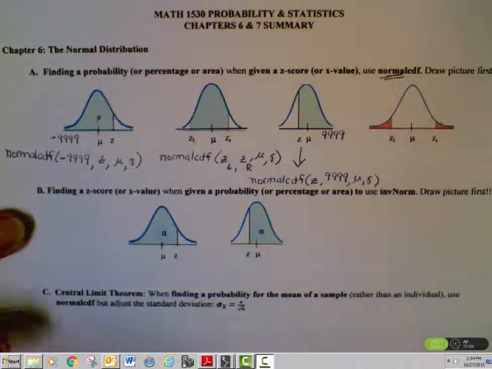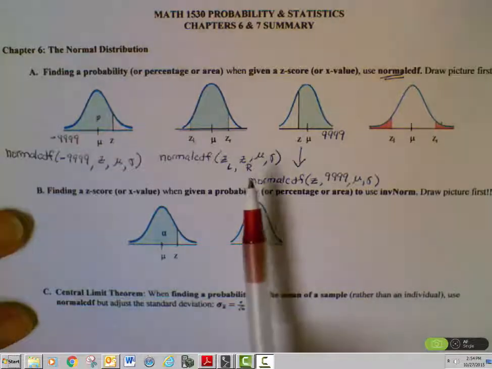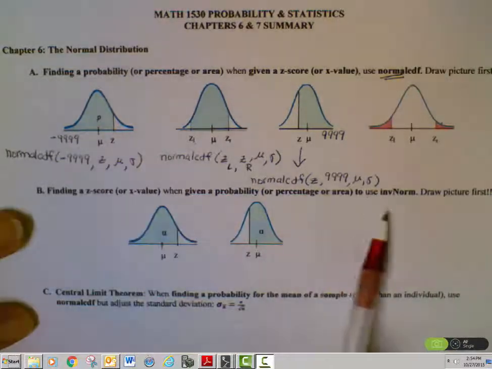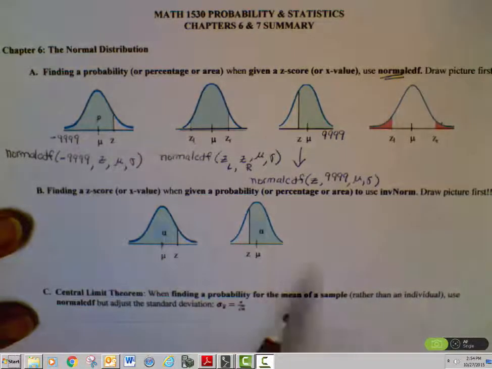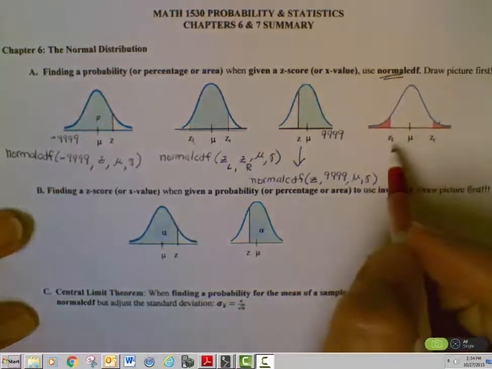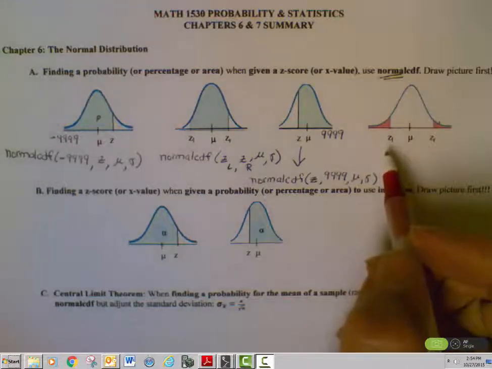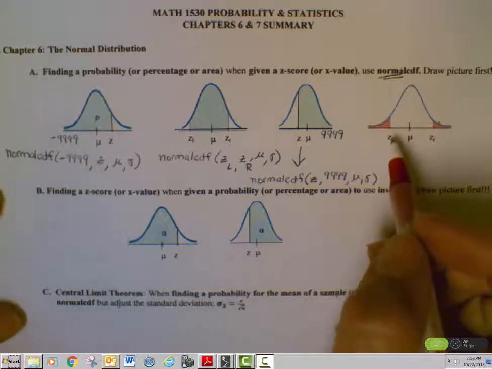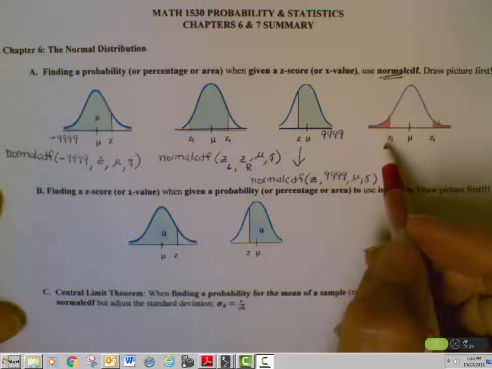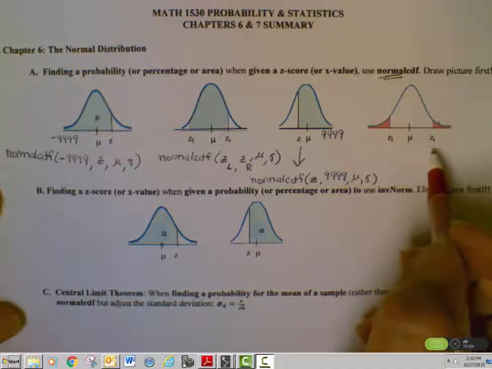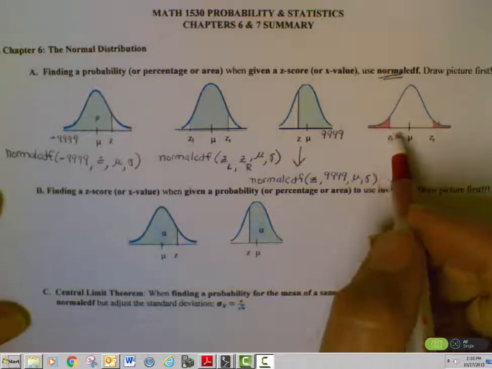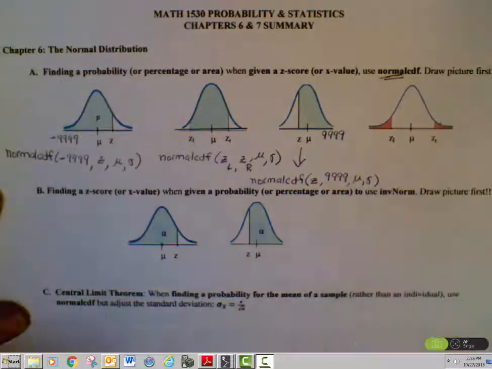And the only other thing that can happen is rather than having the middle or just one of the ends shaded, I could have both ends shaded. And I could give you two different scores. In the case of maybe the Celsius thermometers in section 6.2, I could say, what's the probability that a thermometer had a reading less than -1 or greater than 0.75? Well, there's two ways that you could get the area in the ends.